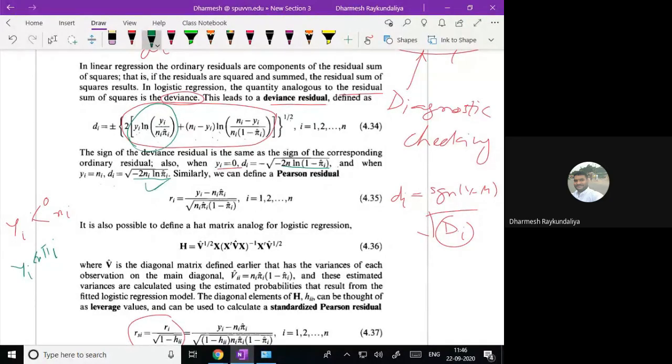The Pearson residual is nothing but the observed minus the estimated value divided by the corresponding standard error. So it is yi minus its estimated value divided by its standard deviation, because the binomial distribution has mean n pi and variance n pi into 1 minus pi. So this is called the Pearson residual.